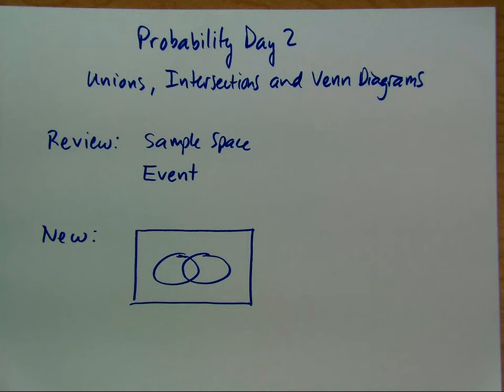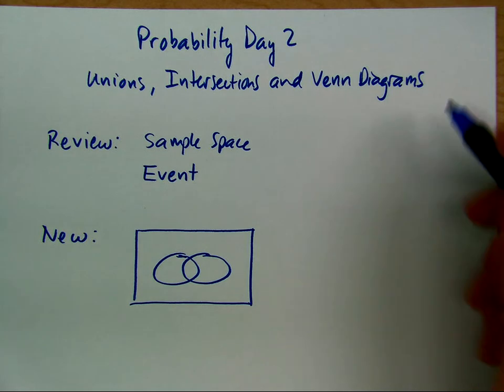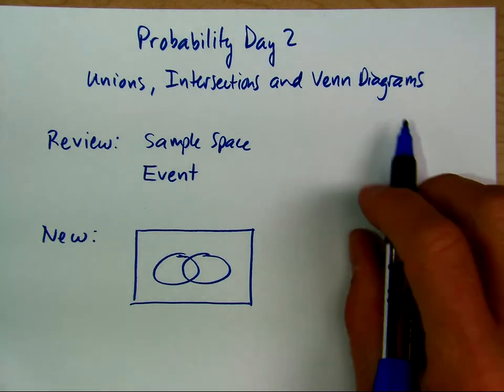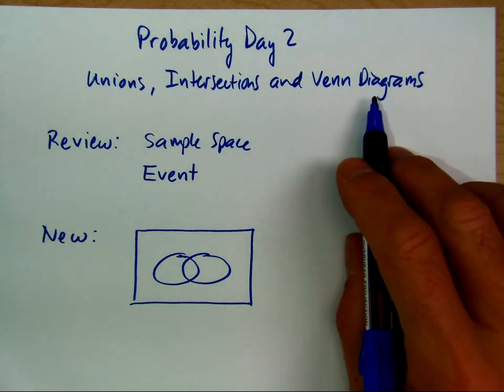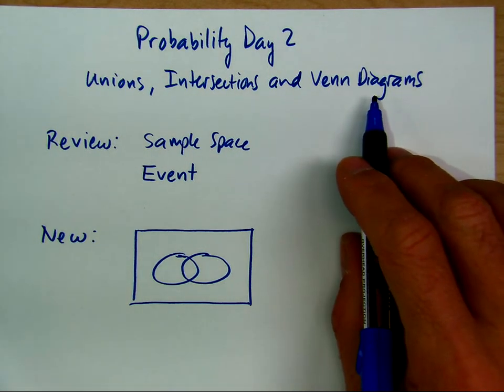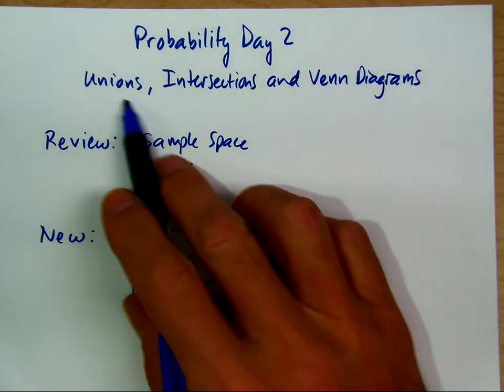All right, we'll cover a few more topics in probability, and just like in the previous lesson when we used trees and lattices, today we'll use Venn diagrams. Whenever we can represent it graphically, it can help prevent errors. And today we'll also talk about unions and intersections.